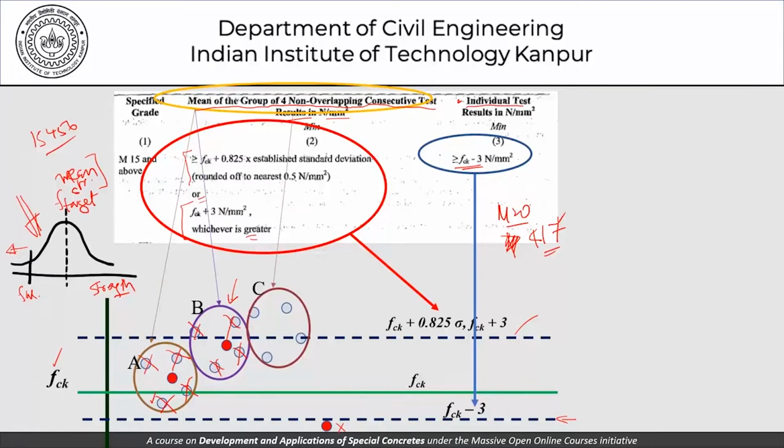Everything is okay. Moving further, of course, if everything is above this line, obviously the mean will also be above this line, and in that case all of these are automatically okay.